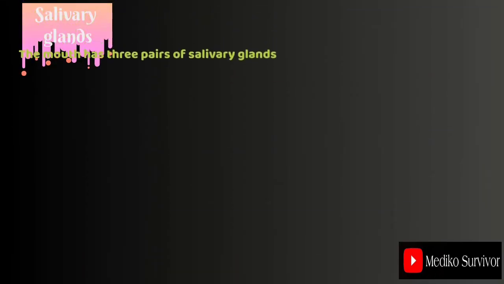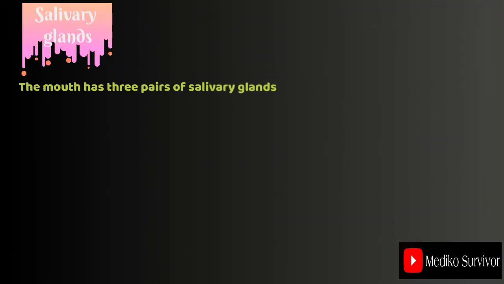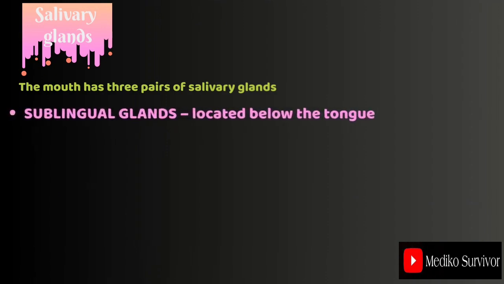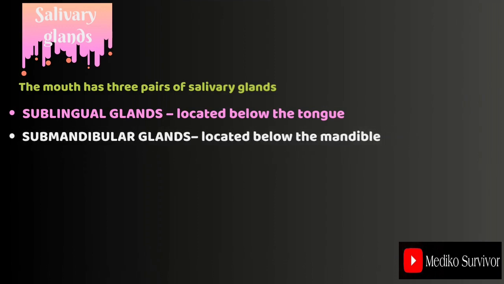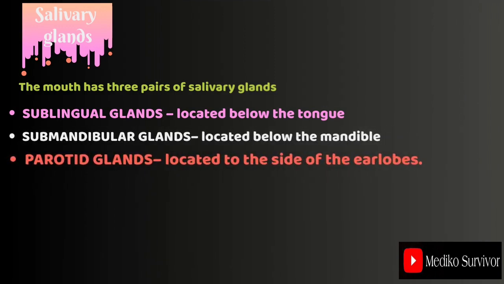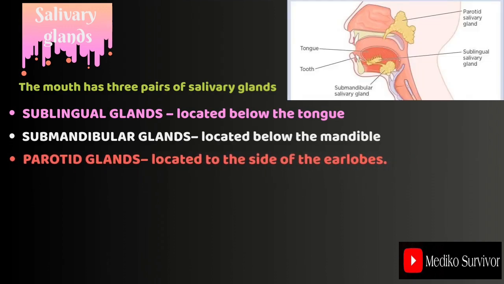The mouth has 3 pairs of salivary glands. Number 1, Sublingual glands. Located below the tongue. Number 2. Submandibular glands. Located below the mandible. Number 3. Parotid glands. Located to the side of the earlobes.